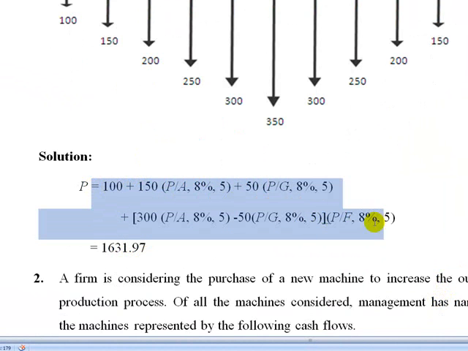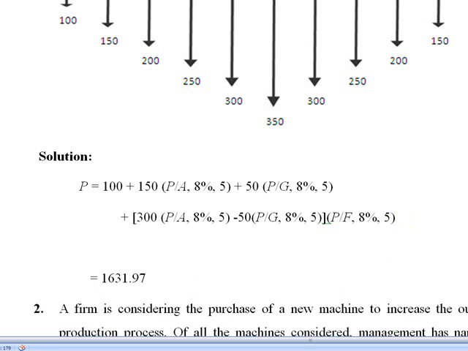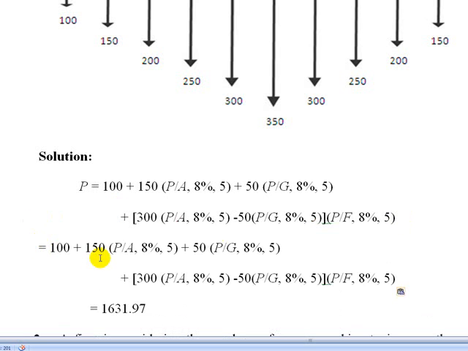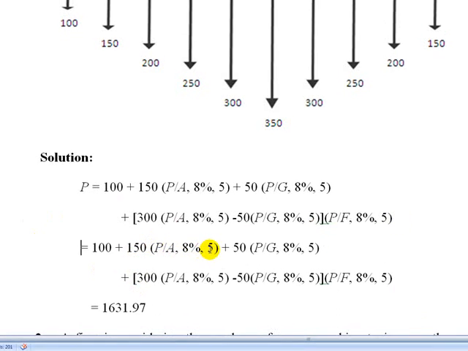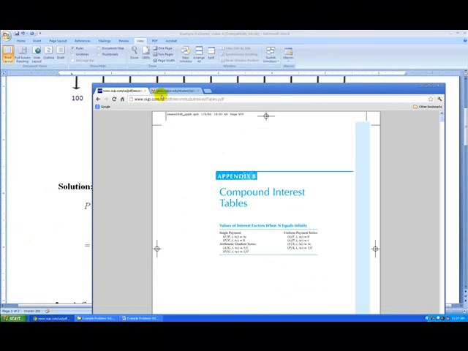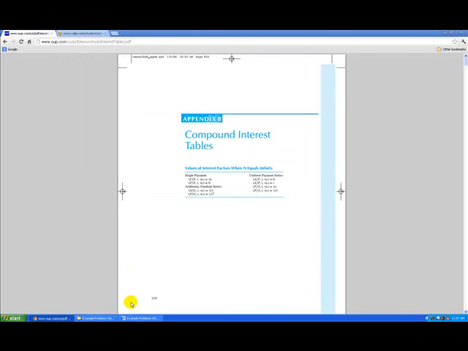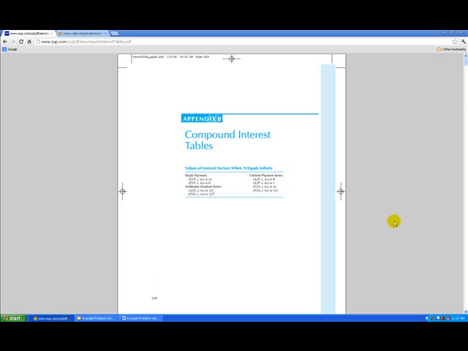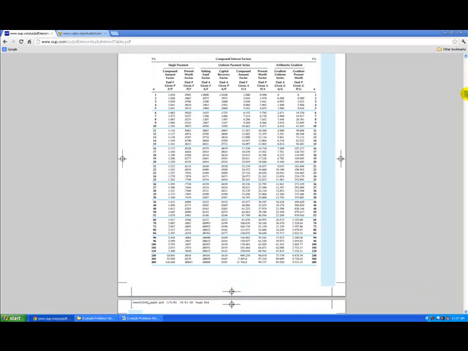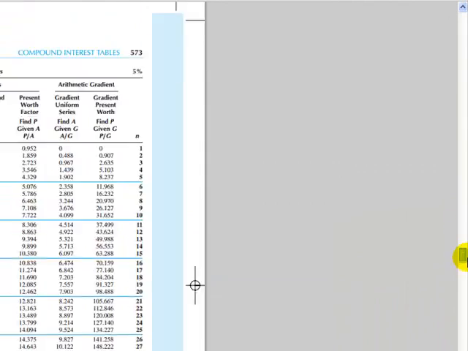So I'm going to copy this and paste it one more time here, and then we can substitute the values. I'm going to look into the compound interest tables. The first value we need is P given A at 8%. All of these values are at 8%, so we need to look at the 8% interest rate table. I am scrolling down until I see 8%.